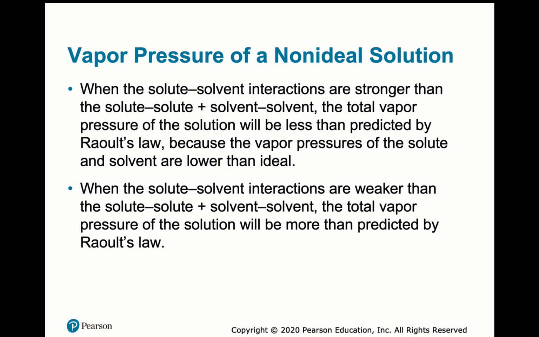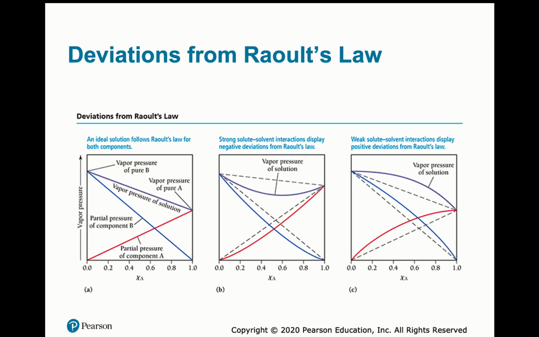If the solute-solvent interaction is stronger than the interactions of the individual components, then the vapor pressure will be less. If they're weaker, then the vapor pressure is going to be higher.